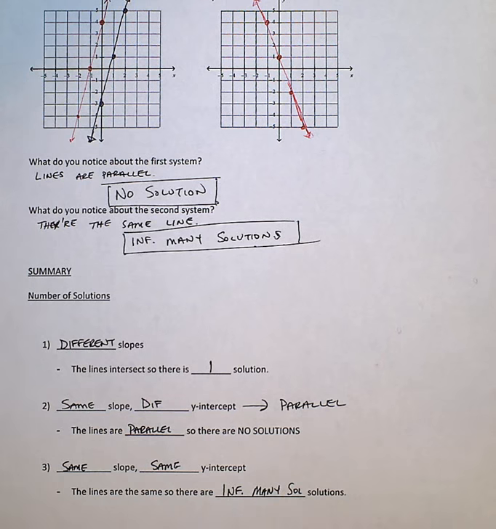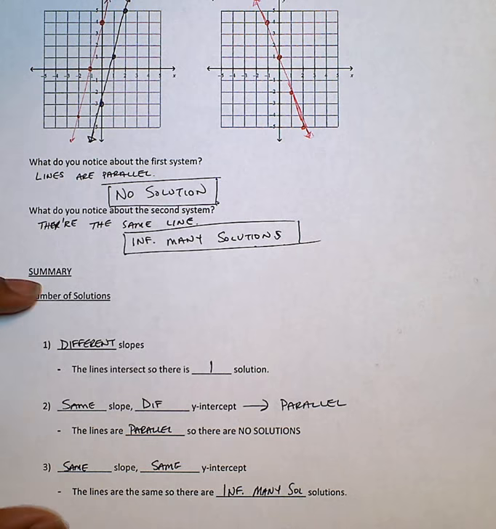Okay, alright, so that's solving systems of equations by graphing. Remember, if you can graph one line, you can graph two lines. If you can graph two lines on the same graph, then you can solve a system by graphing. Okay, here's a summary of that. Alright, good luck.